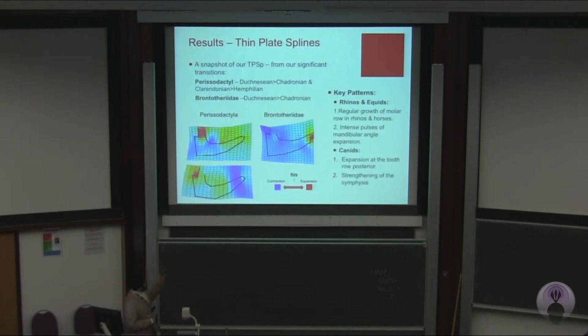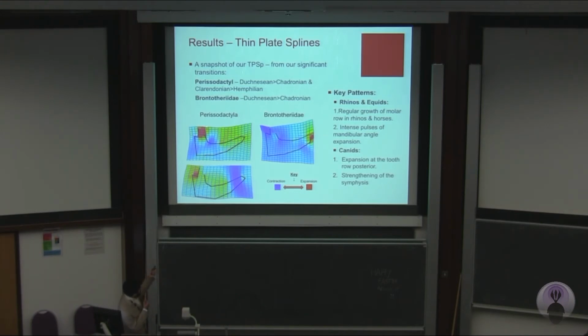So these are our thin plate splines from these significant transitions. So this is the Duchesnean and to the, what was it? Sorry, let me go back. Yes, Duchesnean to the Chadronian. And as you can see, there's growth here of the coronoid process in the Perissodactyls as a whole, and in the brontotheres specifically, the symphysis.